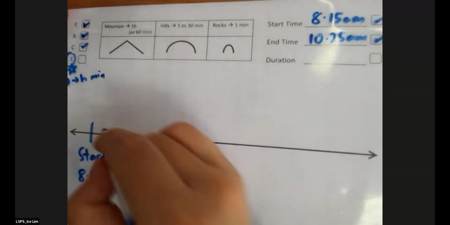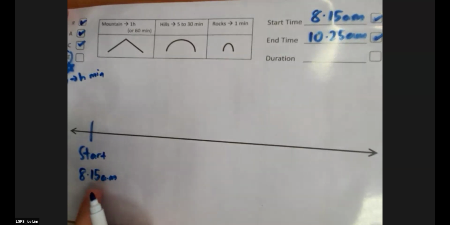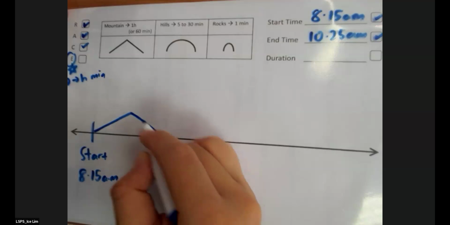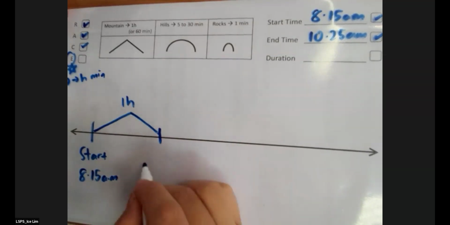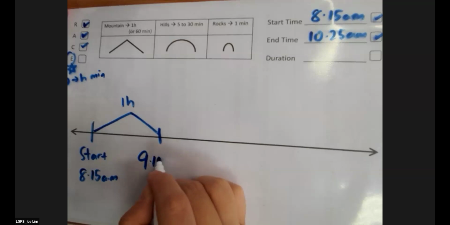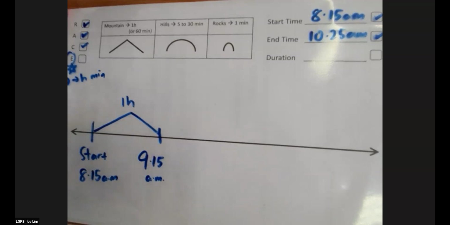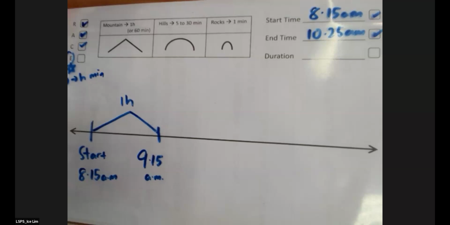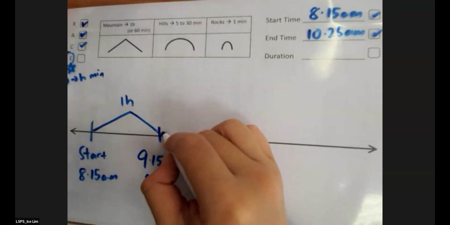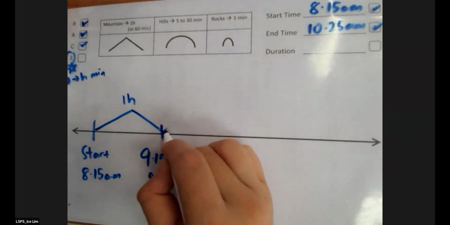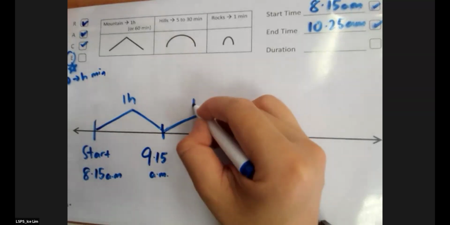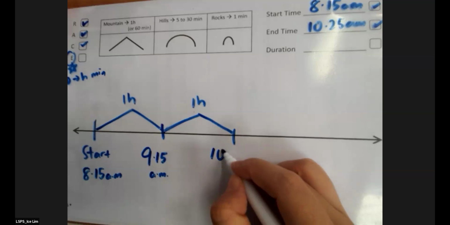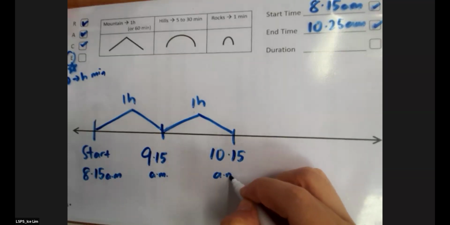So let's say I go with the mountains first. That means I deal with the hours first. I don't care about the minutes first. I try by 1 hour. What will be the time? It'll be 9:15 a.m. Then from 9:15 a.m., I can draw another hour to see whether it gets to 10:15 a.m. Which is okay.